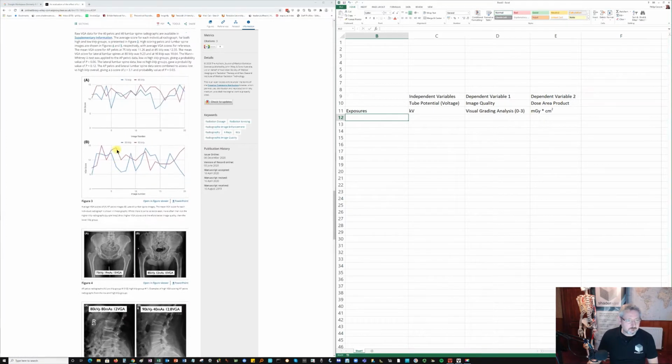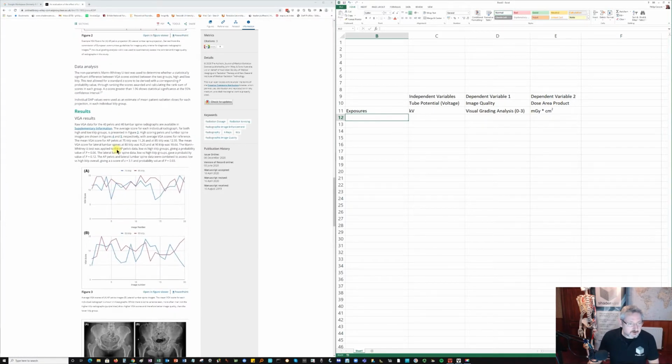See whether it gives a wider range than that. Just reading it now. So they have high and low kV groups. So 75 and 85, 80 and 90. Okay, so they haven't got a wide range of kV there, but we'll use their ranges.